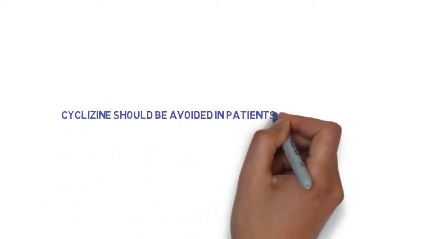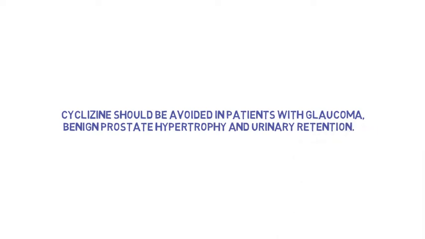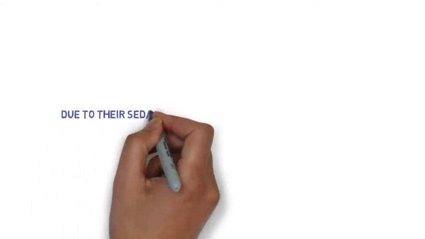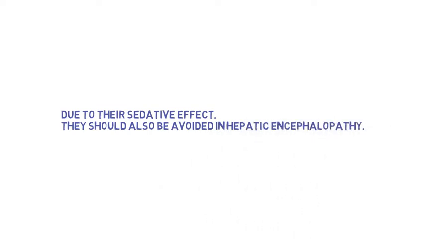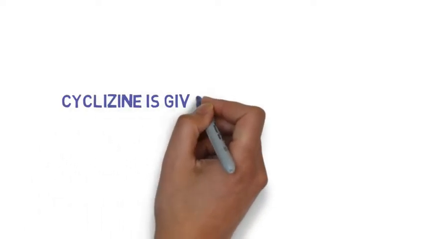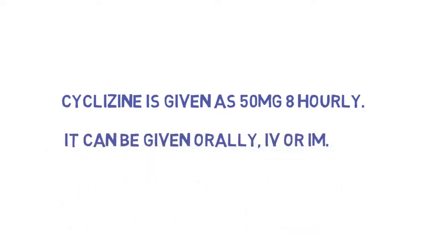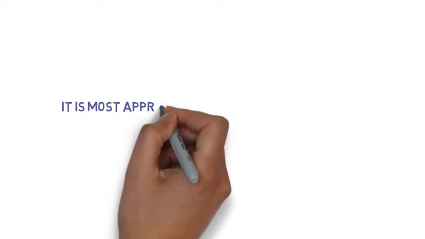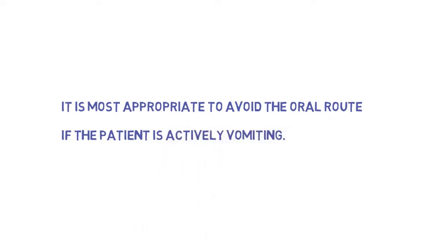Cyclizine has significant antimuscarinic side effects, so it should be avoided in glaucoma, benign prostatic hypertrophy, and urinary retention. Due to its sedative effect, it should be avoided in hepatic encephalopathy. Cyclizine is given as 50 mg 8 hourly. It can be given orally, IV, or IM. It is most appropriate to avoid the oral route if the patient is actively vomiting.